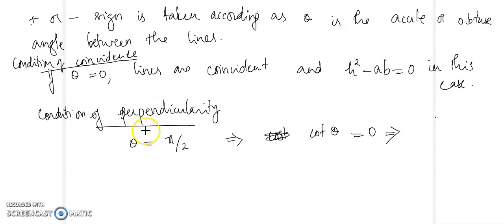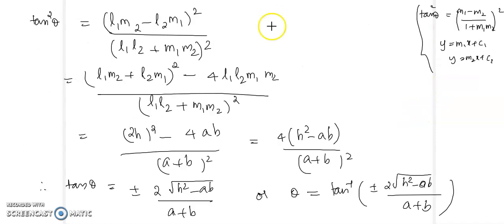So let us look at the condition for the lines to be perpendicular. If the lines are perpendicular, the angle between them is pi by 2. So when theta equals pi by 2, cot theta will be equal to 0. So we have tan theta equal to plus or minus 2 root of h square minus ab by a plus b.